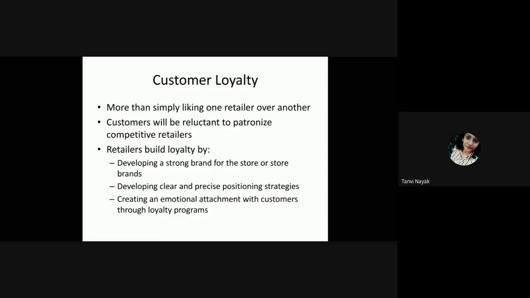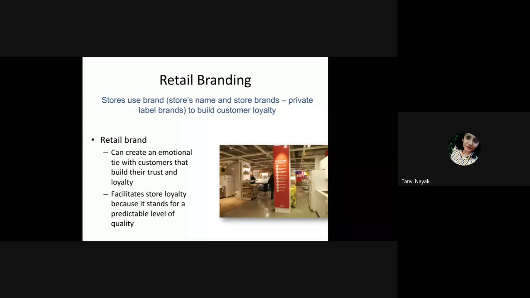Fine. Now see, a retail brand will be creating, as I told you, a very emotional tie-up with the customers' mindset, and gaining trust among the customers along with loyalty and also satisfaction. It will also be facilitating store loyalty, because it will stand for a very predictable level of quality, where they show the uniqueness that those people have for their own store brand or private label brands which are manufactured, along with certain warranty and guarantees.